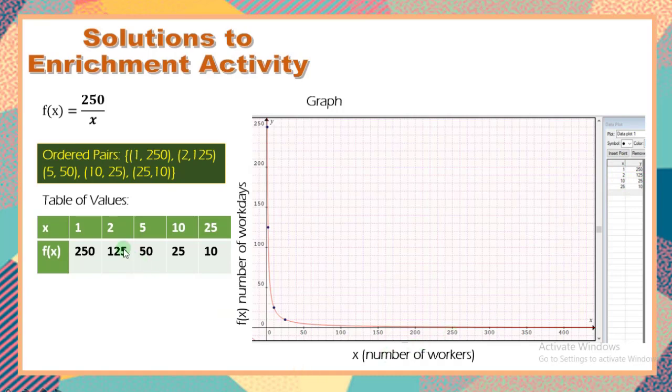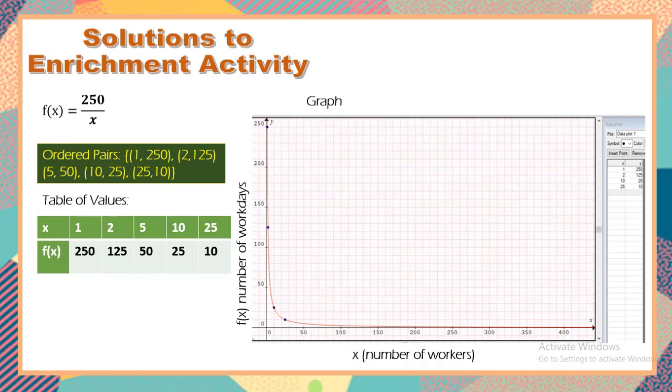So we plot the points. For (1, 250), we have here 1 and 250. Next, (2, 125), we have here 2, 125. Okay, next, (5, 50), around here.